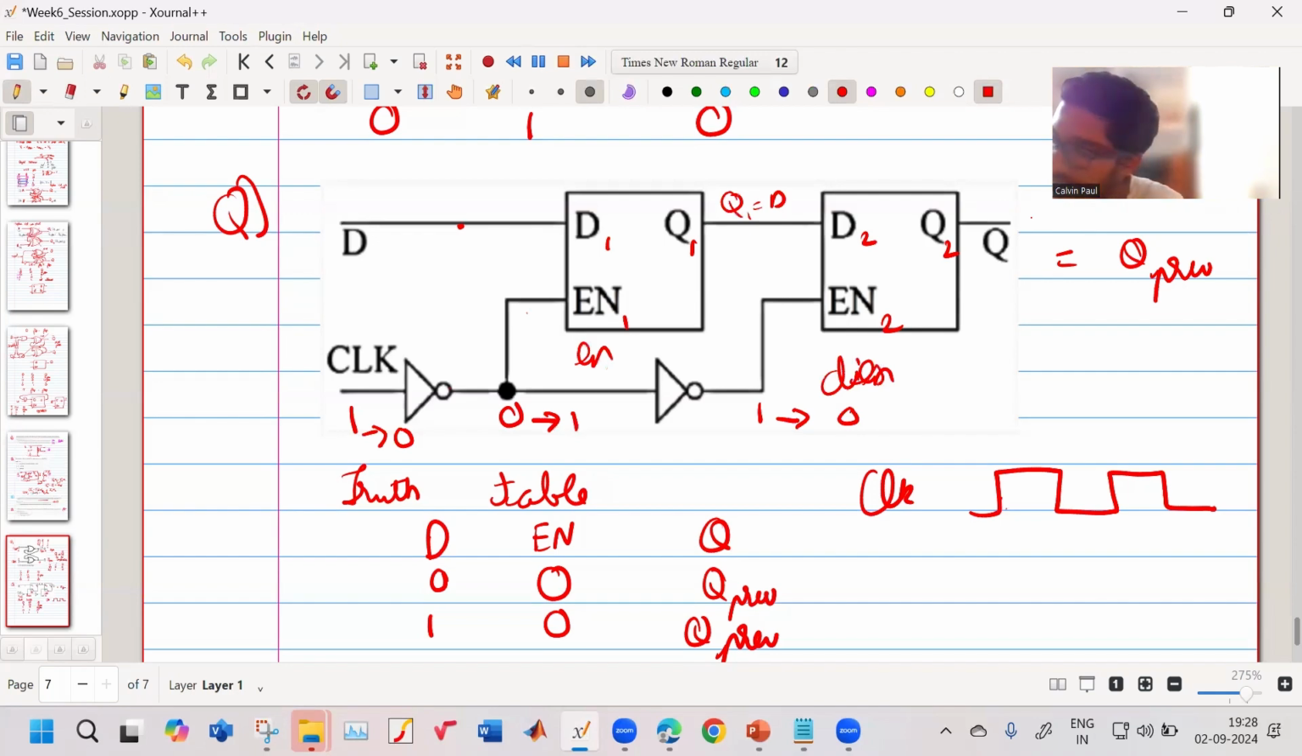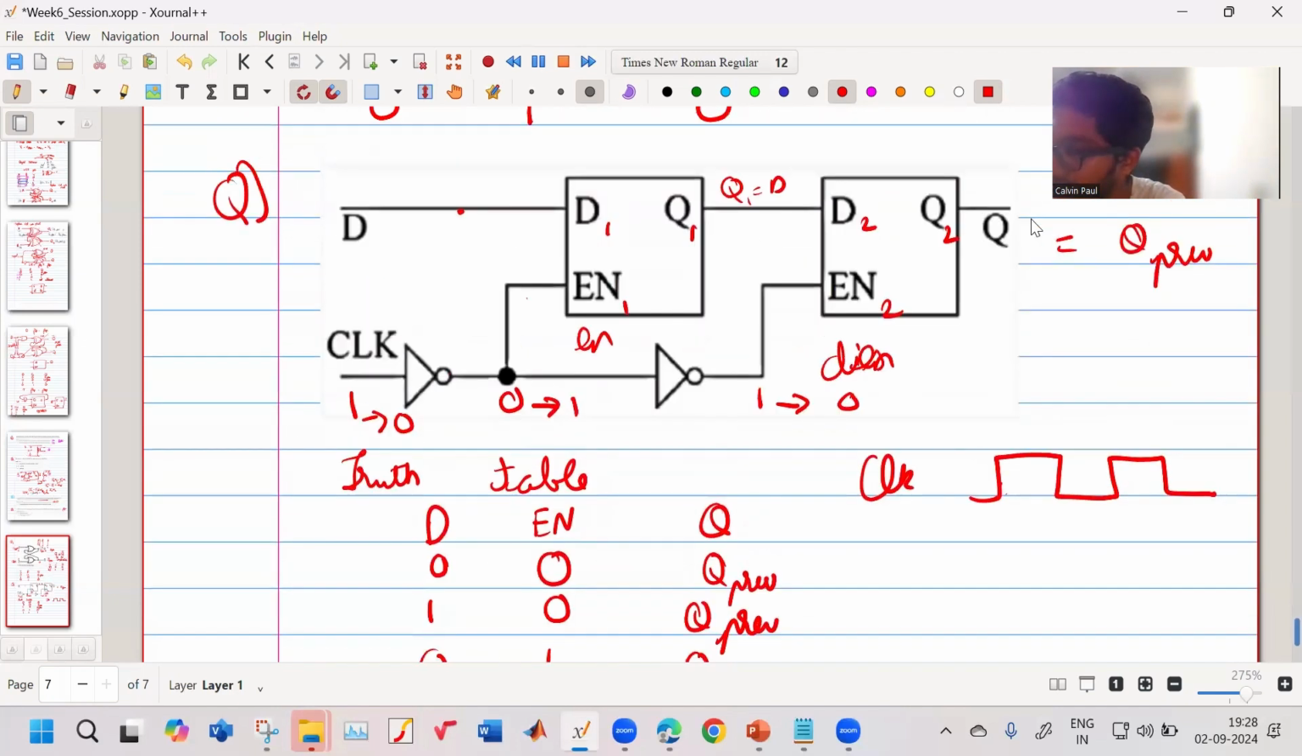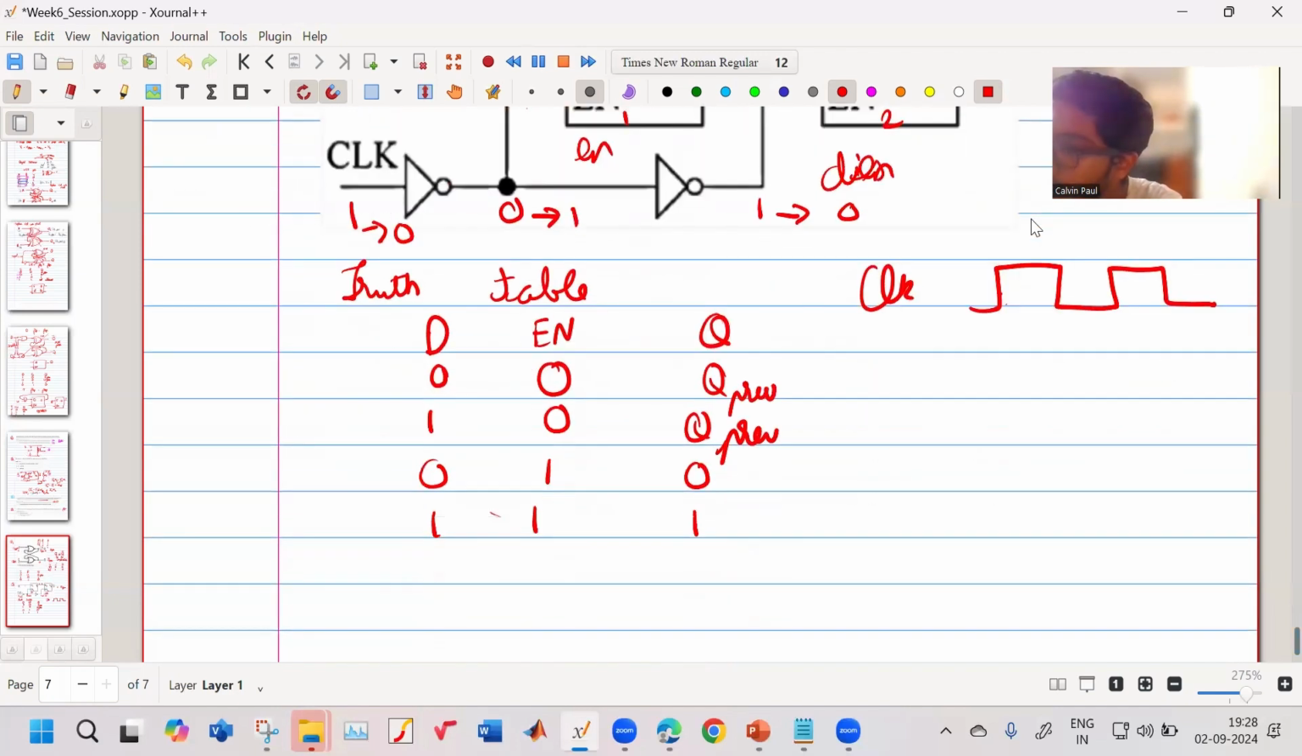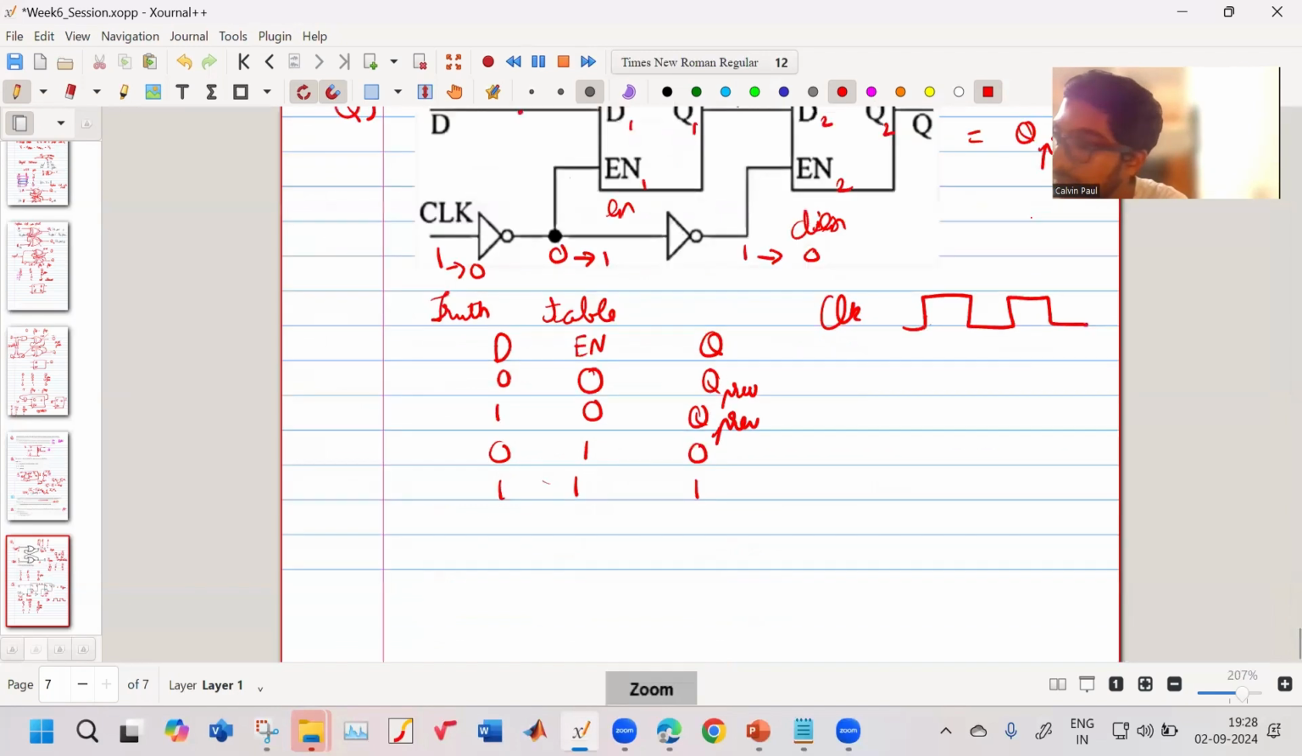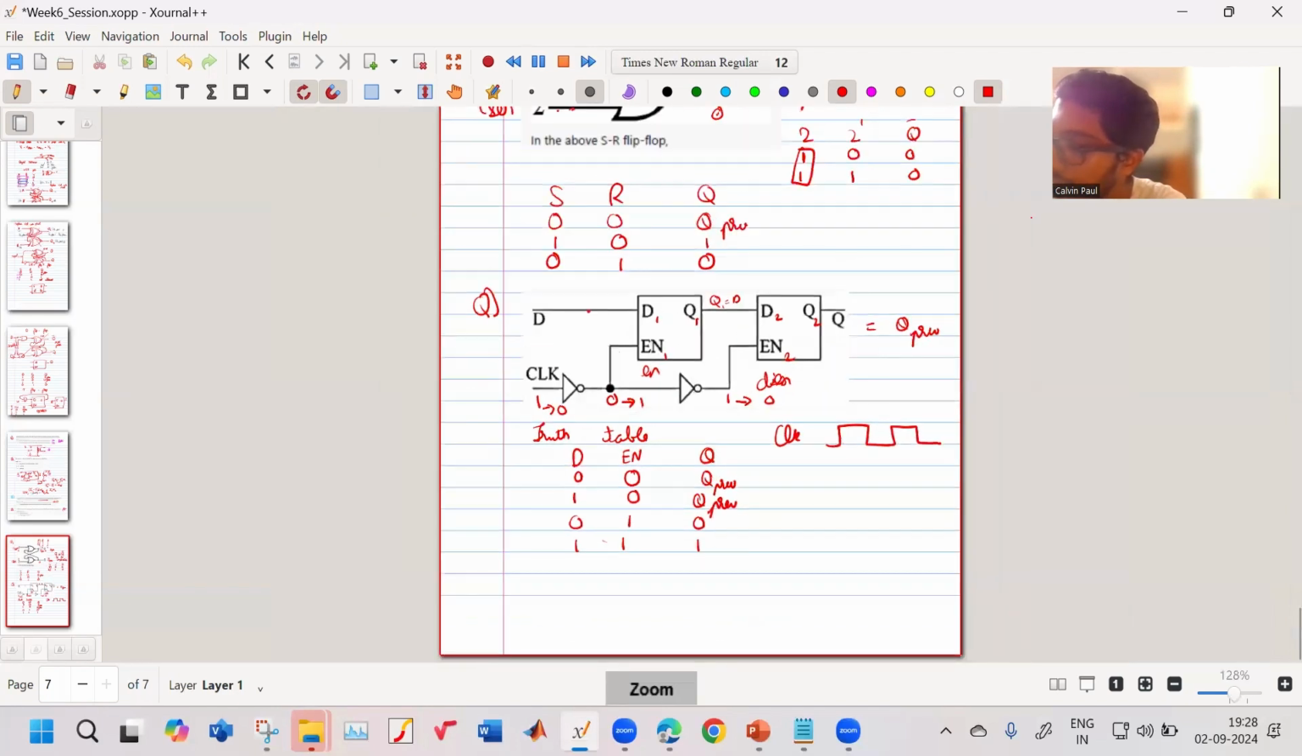So we will check whether it is triggered when it goes from high to low or low to high. So we will draw what is known as a timing diagram. So we will take this circuit.